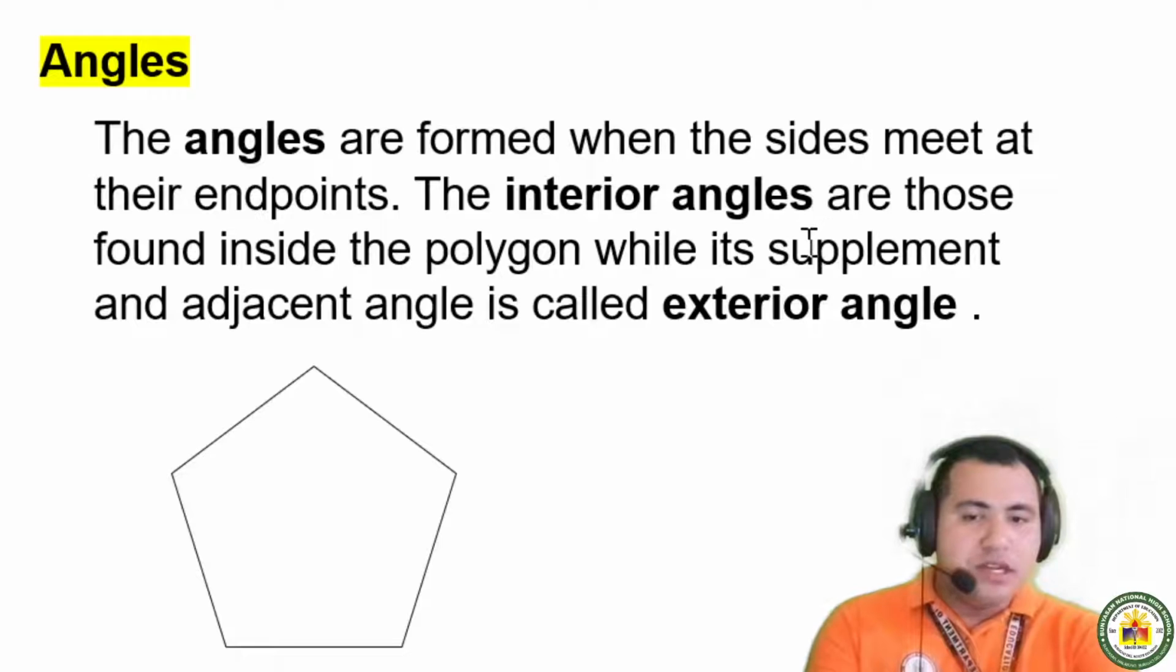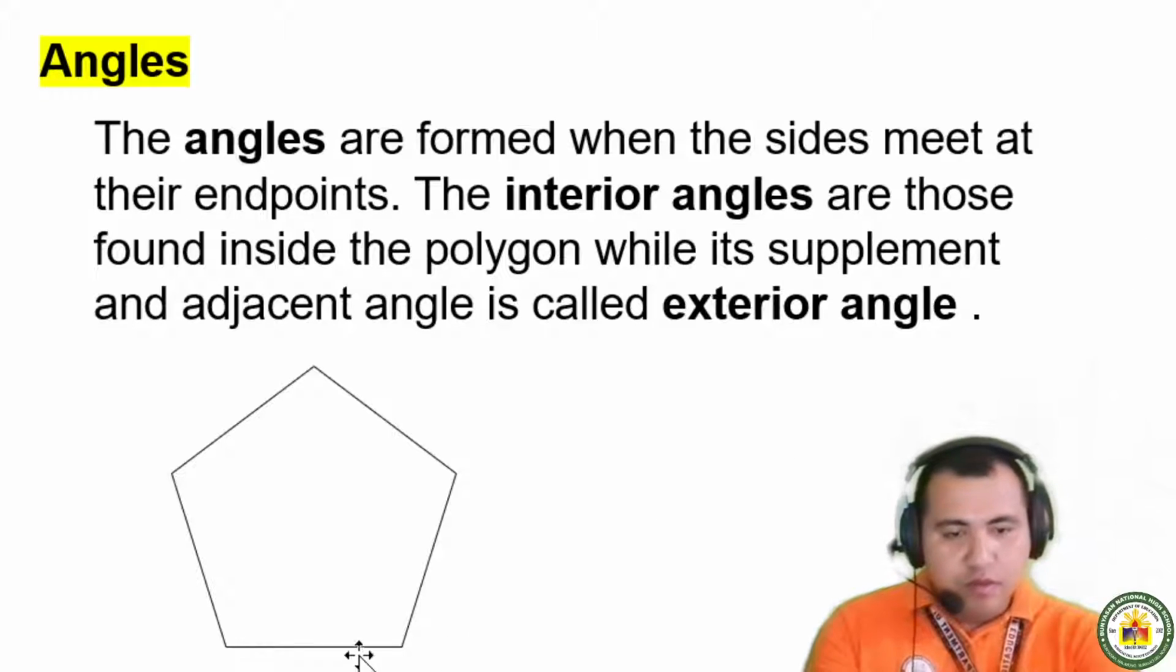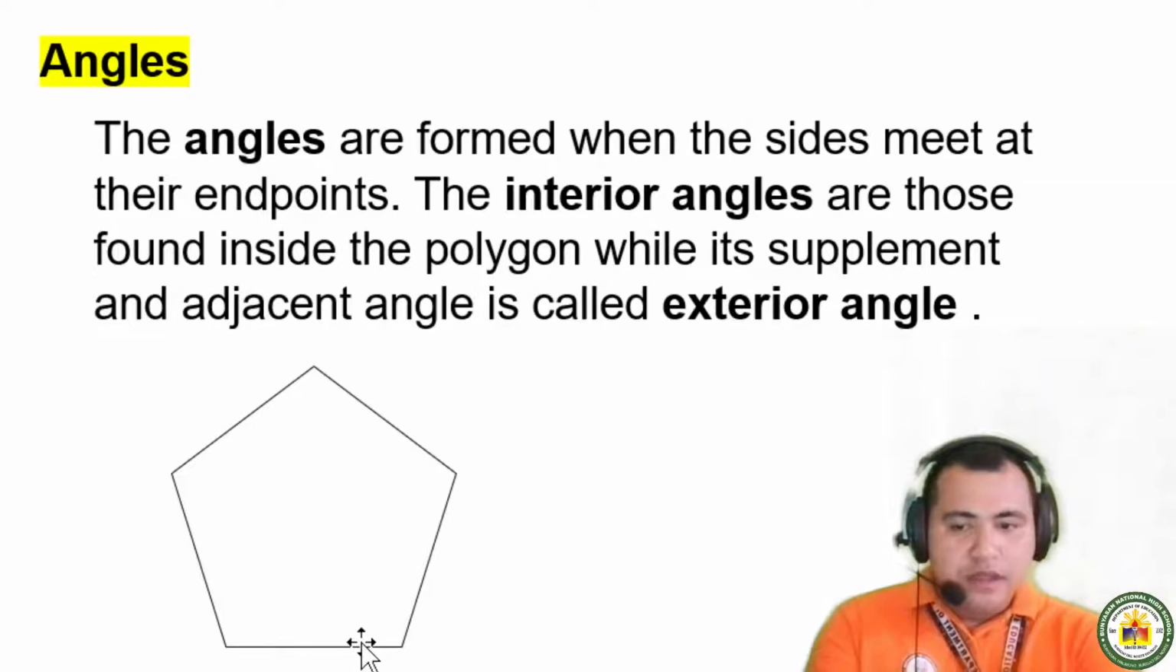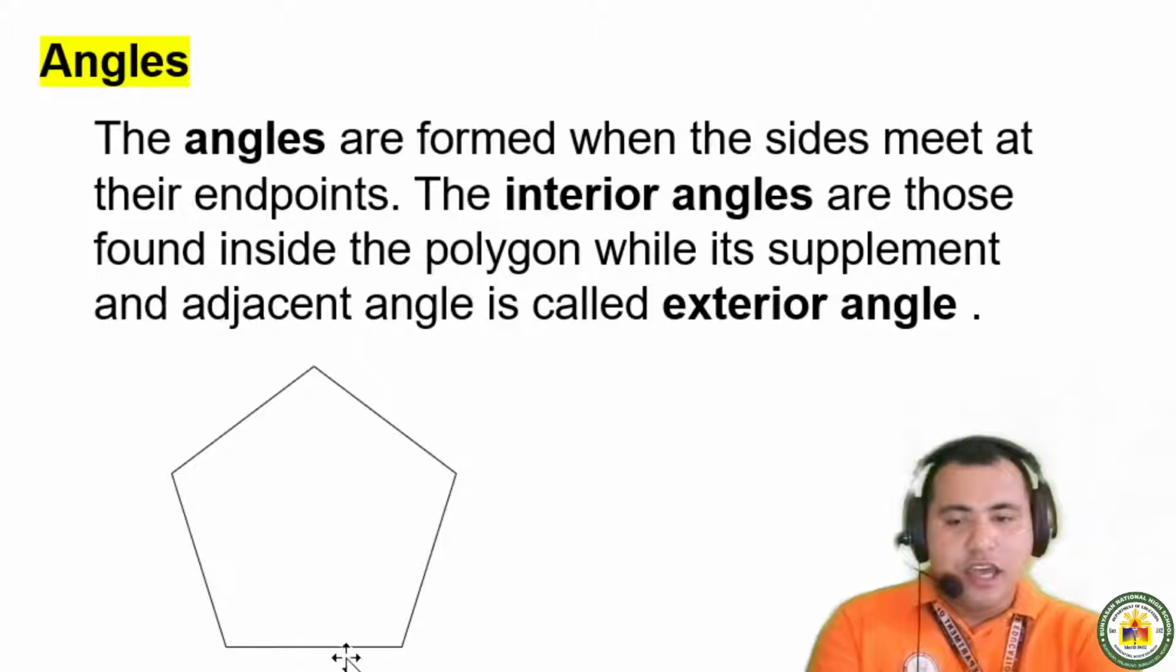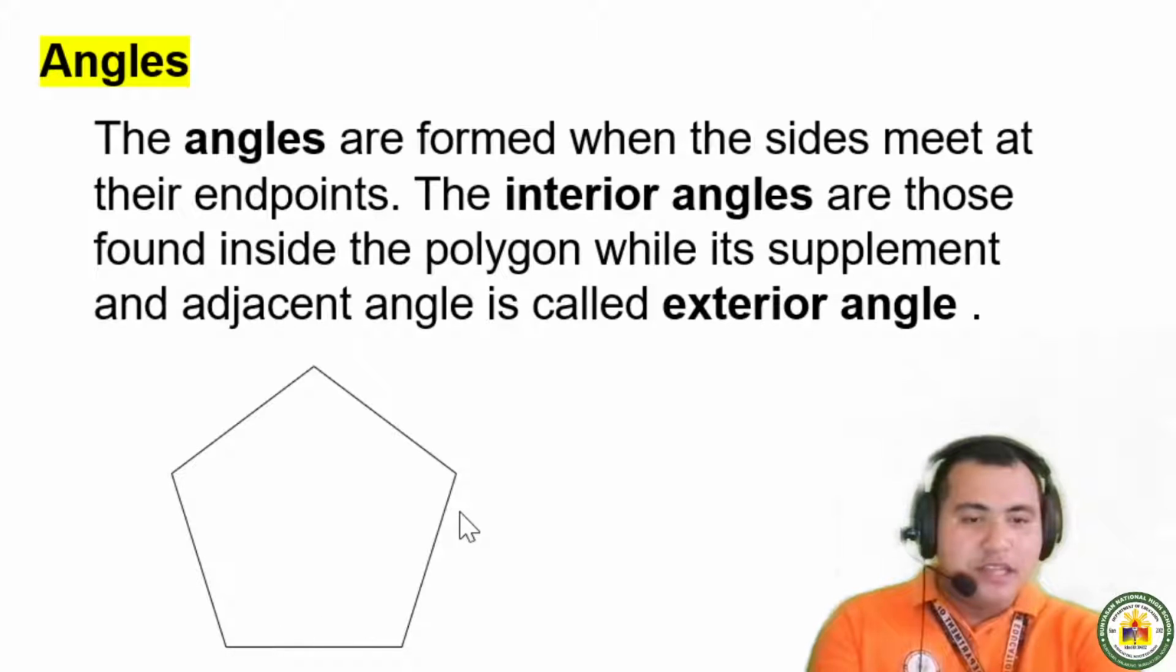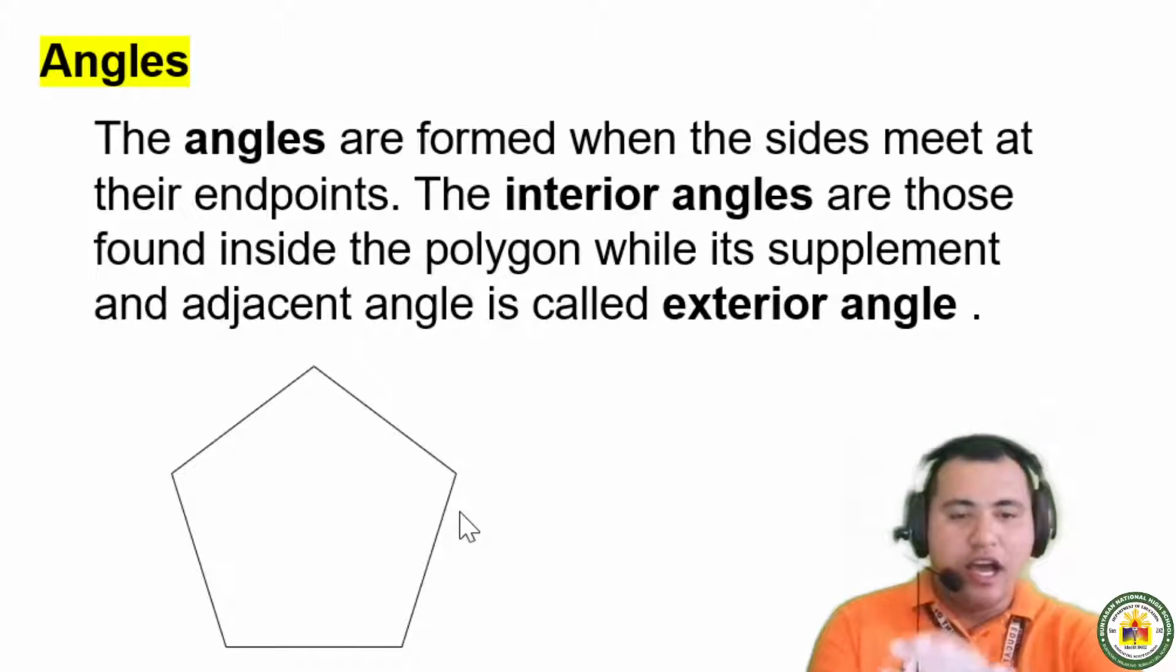Okay, so based on the definition, the supplement and adjacent angle of the interior angle. Supplement ug adjacent, pasabot muporma sila og linear pair. So ang pares, interior and exterior. As I've said, makuha ang exterior kung atong i-extend ang mga side sa atong polygon.